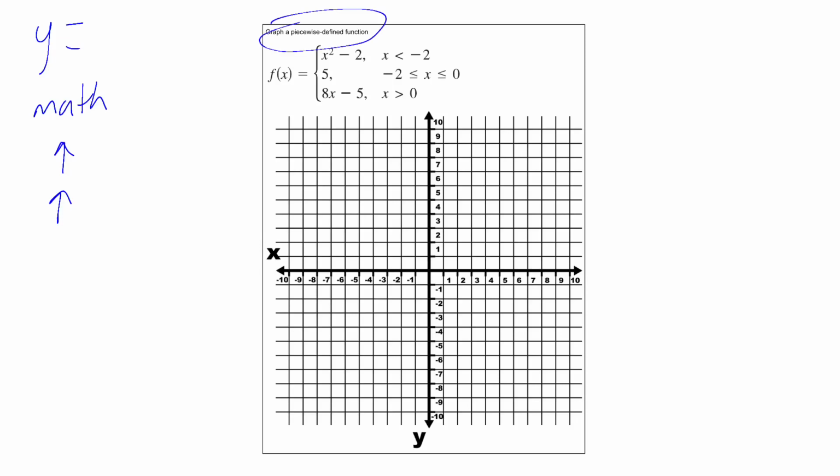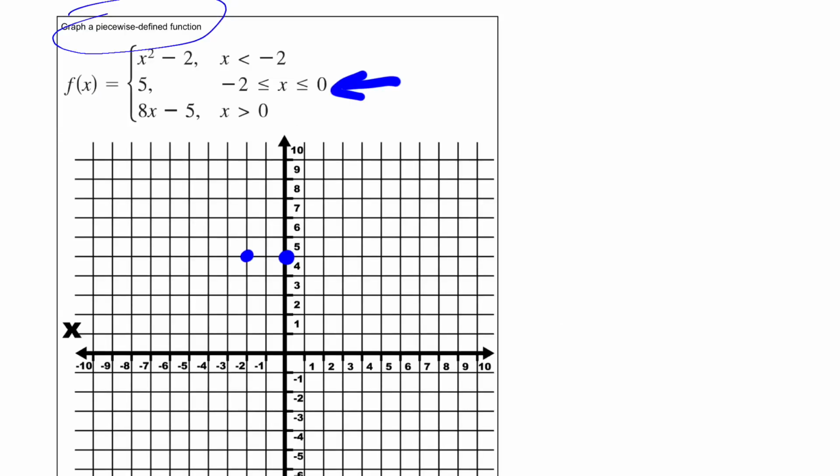One way to graph a piecewise function on a calculator is to press the buttons in this order: y equals, math, up, up. You choose how many pieces there are. And when you go to put in the inequalities, if you press second math, there's a whole bunch of options for you.